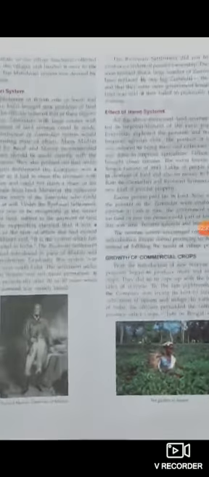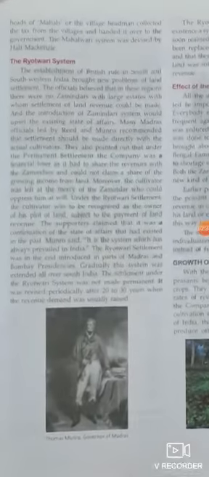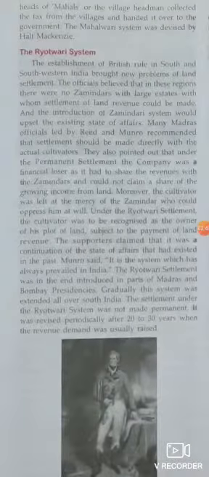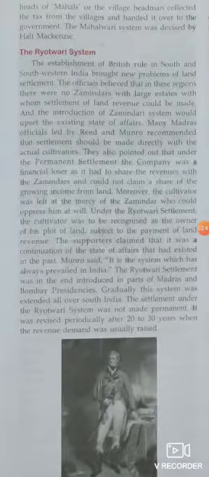Now we come to the next topic, the Rayatwari system. It is also called the Munro system. In the British territories in the south, there was a similar move away from the idea of permanent settlement. The new system that was devised came to be known as the Ryotwar or Ryotwari.